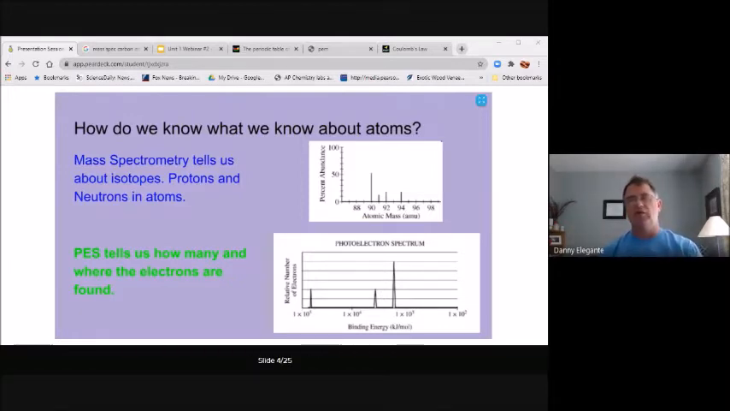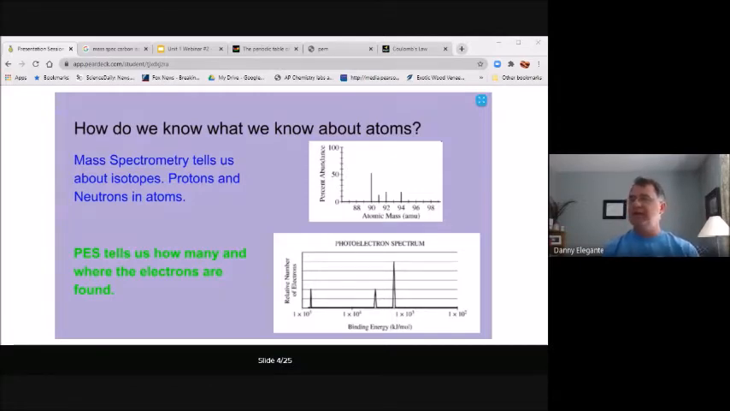So in the early 1900s, we were able to discover that there's a nucleus, and we were also able to tell that there were protons and neutrons, and we developed this thing called mass spectrometry. Not important that you know how it works, but it is important that you be able to read a graph. So we know that if you add the protons and neutrons together, we get the atomic mass number.